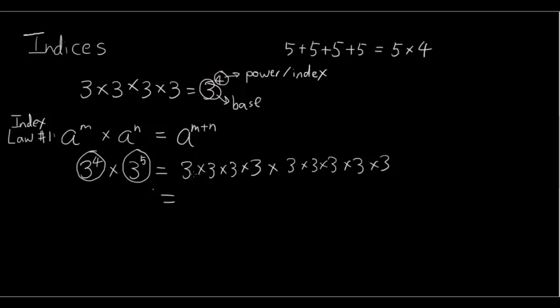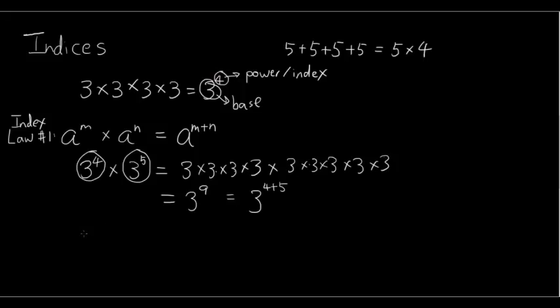So how many times are we multiplying 3 by itself? So 1, 2, 3, 4, 5, 6, 7, 8, 9. So that's 3 to the power of 9. And where does the number 9 come from? Well, that 9 is the same as 4 plus 5. Okay, so therefore in general this rule works. So that is the first index law.